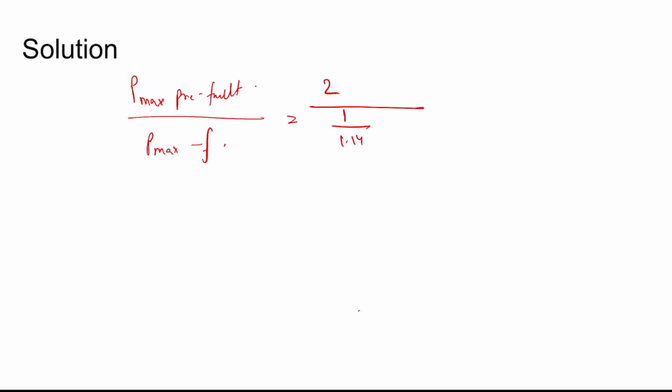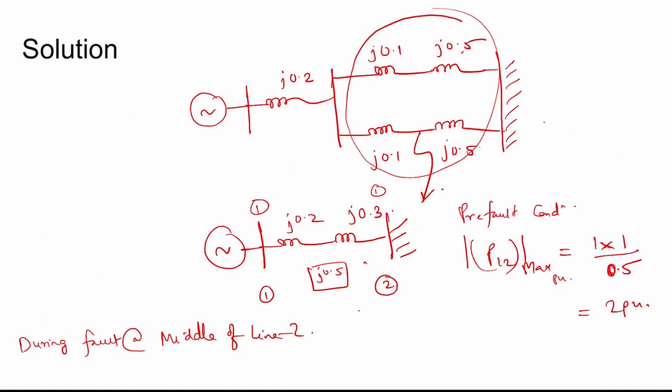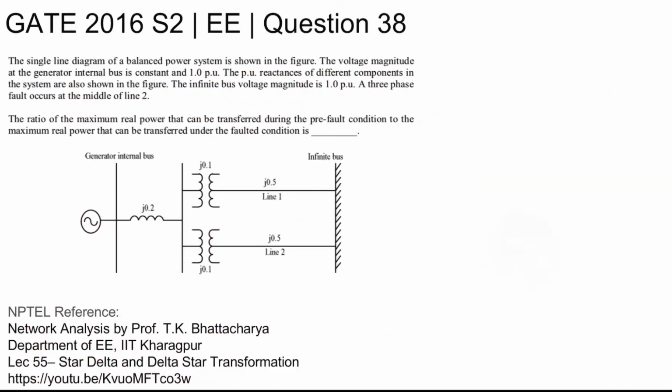So pre-fault P max divided by P max during fault equals 2 divided by 1 by 1.143, which equals 2 into 1.143, equal to 2.286. This is the answer. So the ratio is 2.286. Thank you.